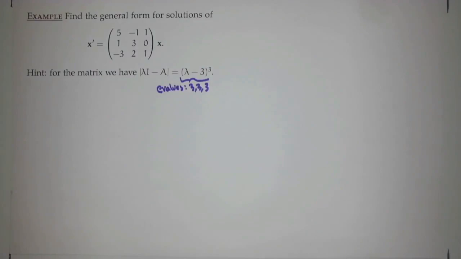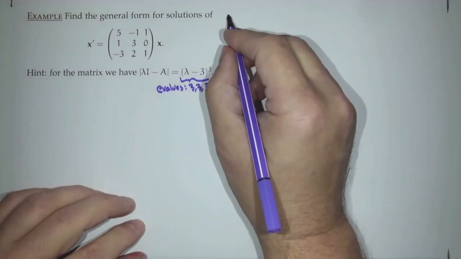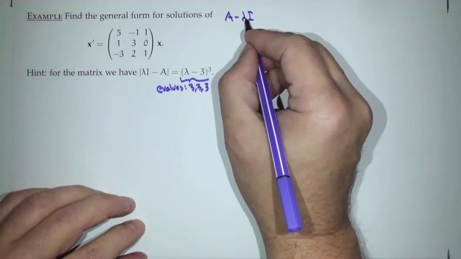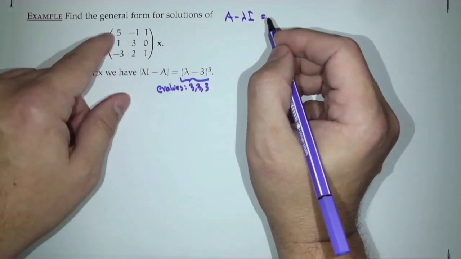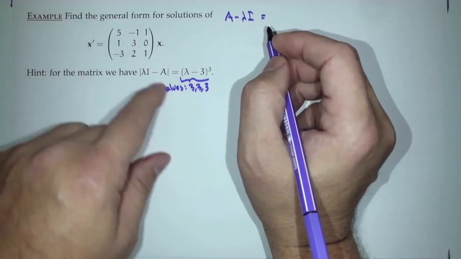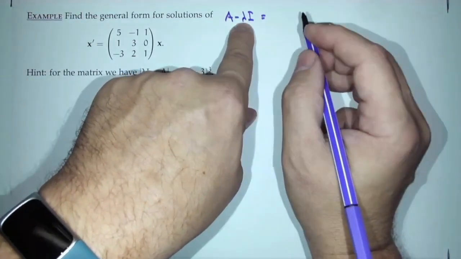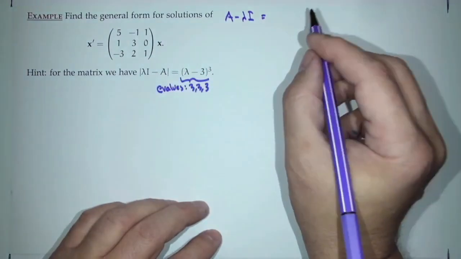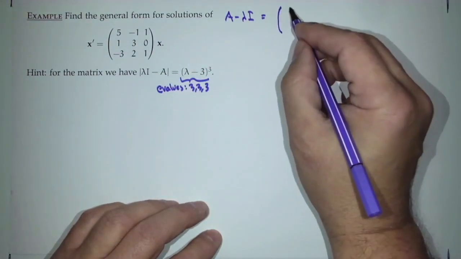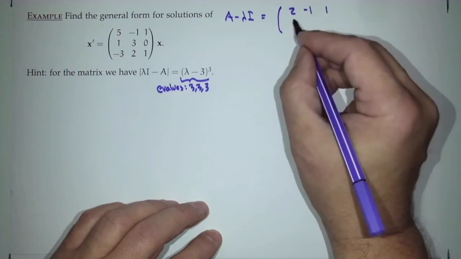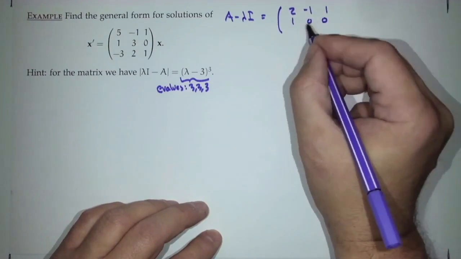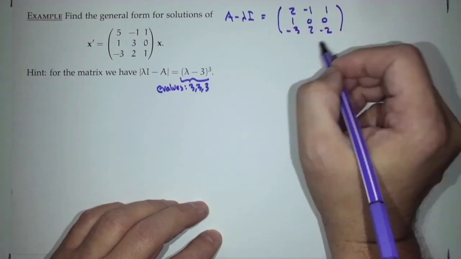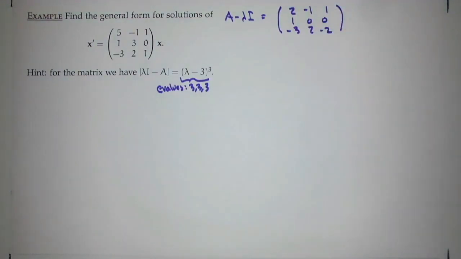So that's great. So now we're going to be looking at this matrix A minus lambda I. This is going to be an important matrix for us, so we'll go ahead and compute that. So it's the same matrix here, just subtract 3 off the diagonals. So lambda is 3, that's why we subtract 3, and the I says only worry about the diagonals. So that would be 2, minus 1, 1, 1, 0, 0, minus 3, 2, minus 2. So this matrix is our key matrix.